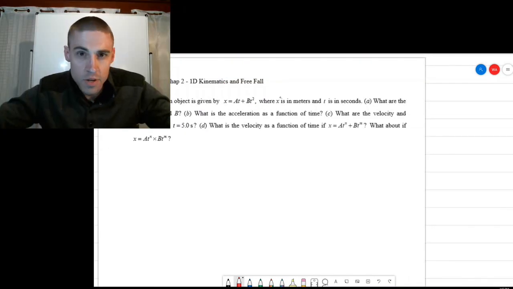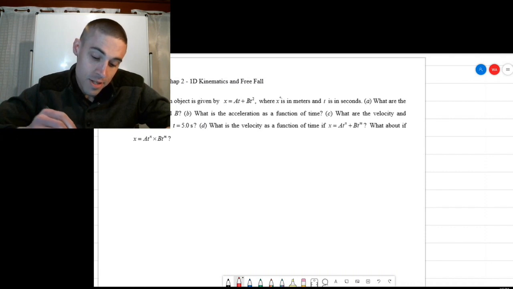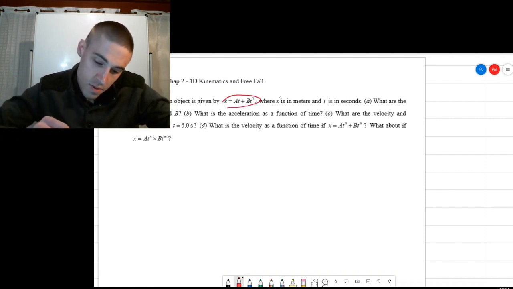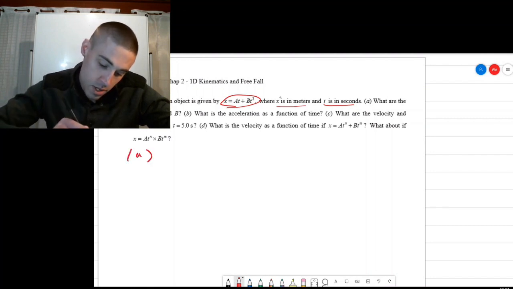So here's one that we had started in class and then, well, then coronavirus. So let's talk about this. The position of an object is given by this polynomial in time: x equals at plus bt squared, where x is in meters and t is in seconds. What are the units of a and b, the coefficients? So part A, what are the units of a and b?